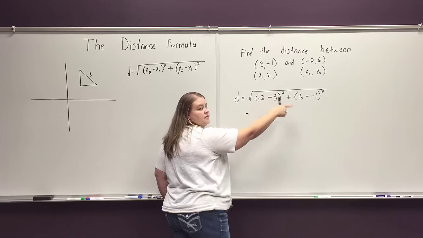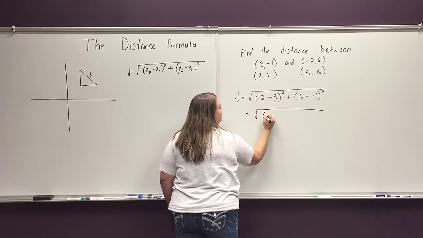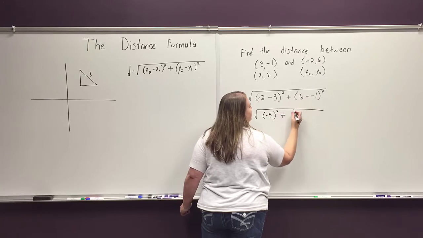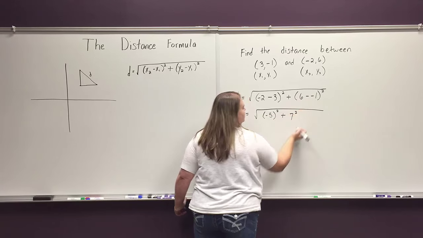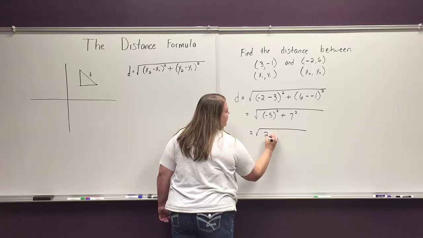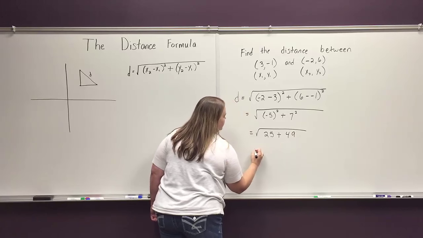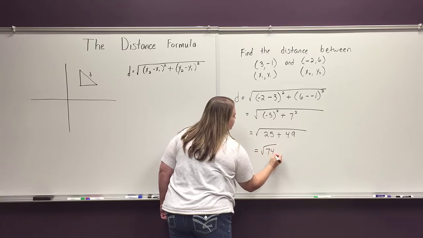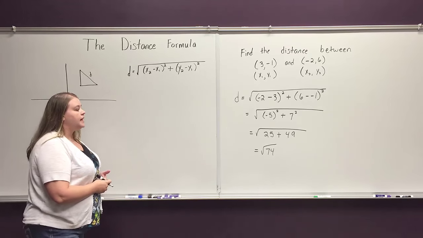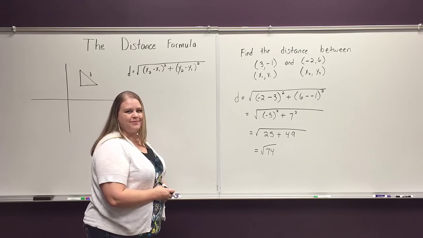And so now we need to be careful of our signs when we're simplifying. We get the square root of a -2 minus 3 gives us a -5 squared, plus 6 minus a -1 gives us +7 squared. Continuing to simplify, we now have 25 plus 49, which gives us the square root of 74. So the distance between the points (3, -1) and (-2, 6) is the square root of 74, which is approximately 8.6 units.